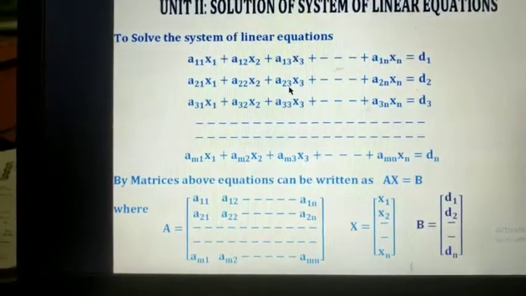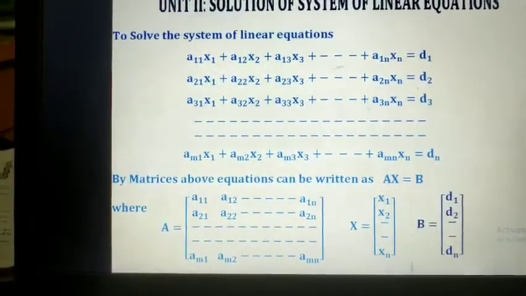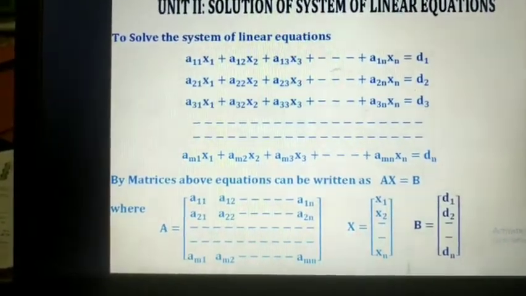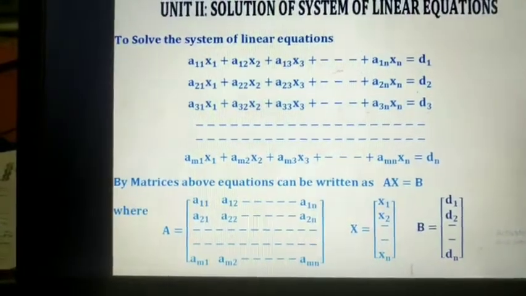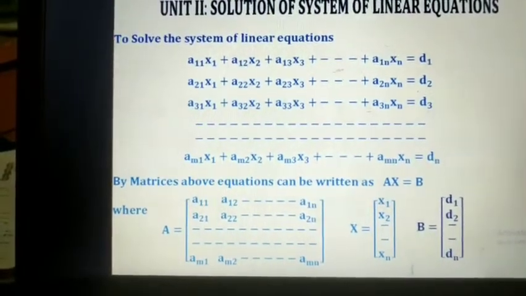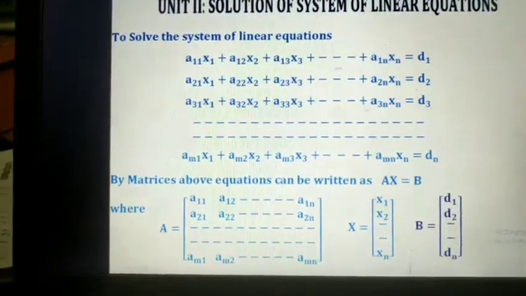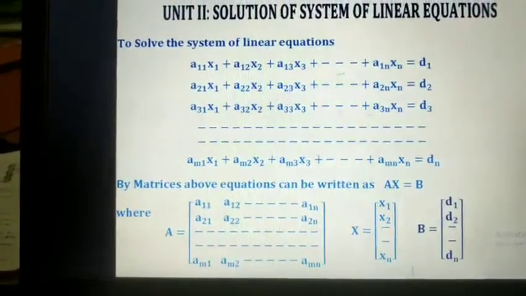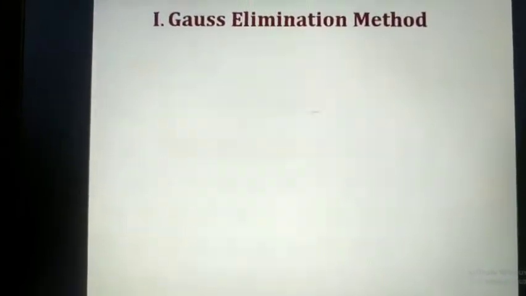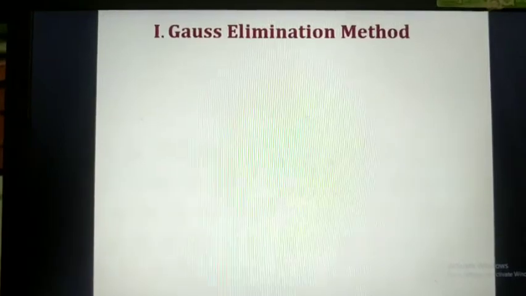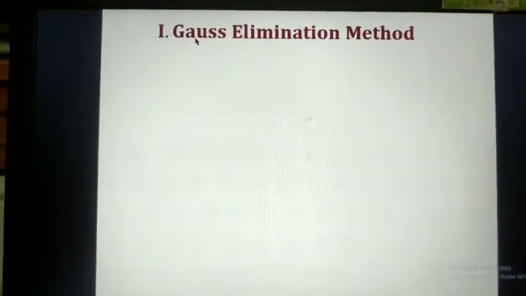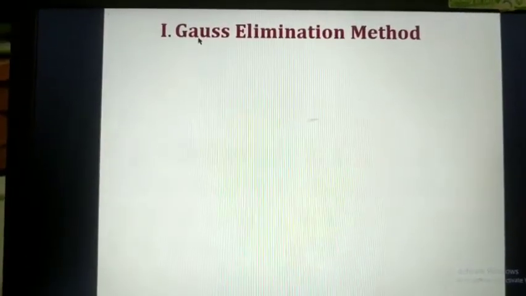Here I have written m rows and n columns. In particular, we are using the third order and fourth order, that means equations with 3 unknown terms and 4 unknown terms. That can be solved by means of one method. There are some methods used for finding the solution of linear equations. Here the first method is the Gauss elimination method.